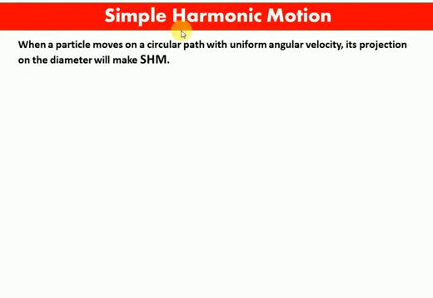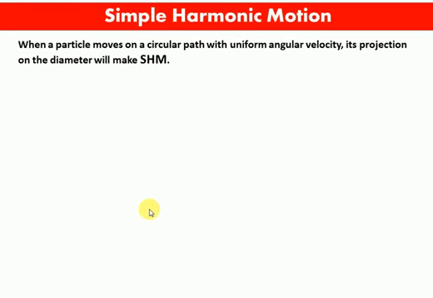What is simple harmonic motion? When a particle moves on a circular path with uniform angular velocity, its projection on the diameter will make simple harmonic motion. This we have already studied in our previous lectures as well as in physics. So what will be the displacement of the follower when it is following simple harmonic motion? That displacement curve we'll draw here very fast.